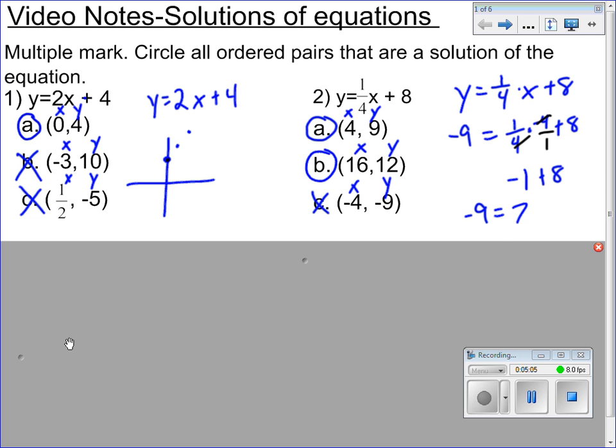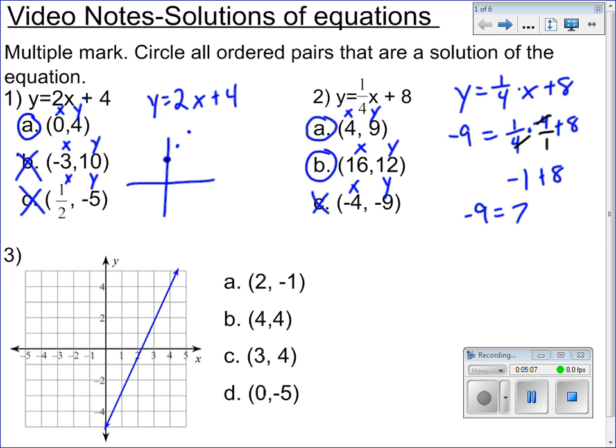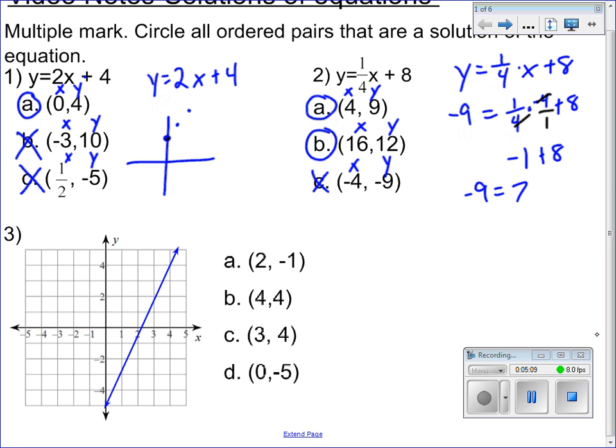So now knowing that, when I look at our next question, number 3, they're asking us which of these are solutions to this line. Well, in order for them to be solutions, they have to be a point that's actually on the line. So let's graph these points and see if they fall on the line. So we have (2, 1).